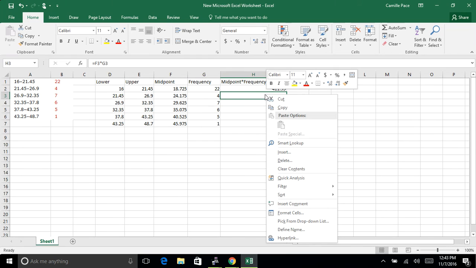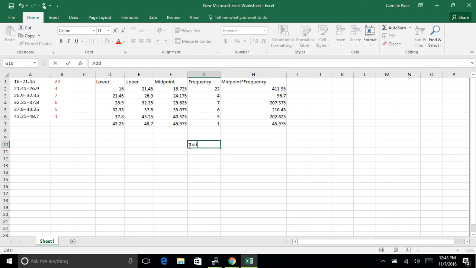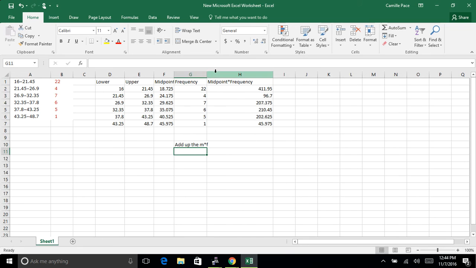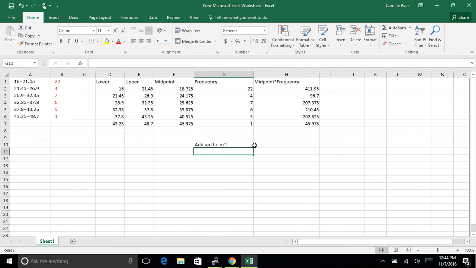Again, I'm going to Control C and just copy my formula down. Okay, so I've got all the data that I need. The next thing I need to do, and I don't want to lose you on this one, is add up the midpoint times the frequencies, okay? So let me make this a little bit bigger. Okay, so here we go. I need to add up all of these, that's all I'm saying.